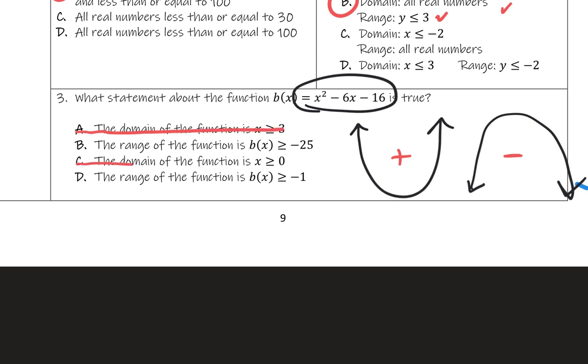All right, so domain is greater than 3, it has to be false. Domain is greater than 0, has to be false. So the domains are wrong. So now let's just check which one is true about the range. All right, so let me go and take out the calculator. Go ahead and graph this.